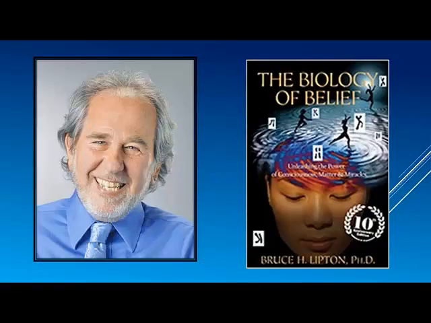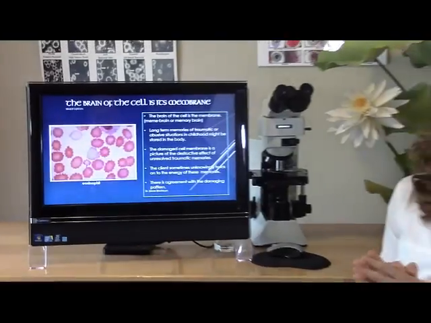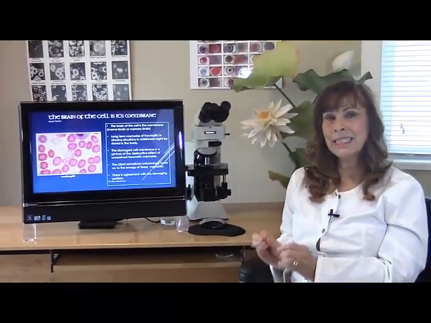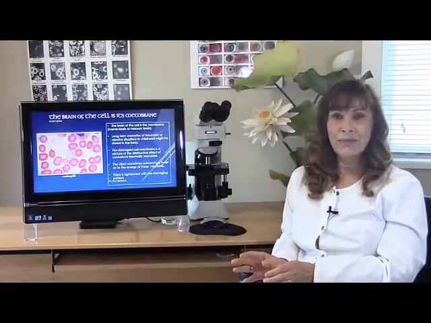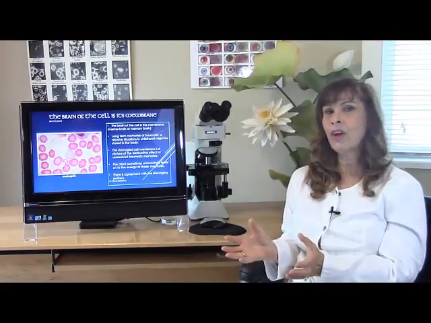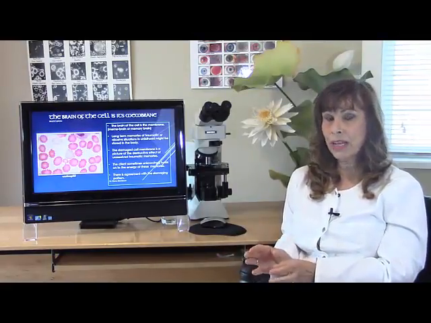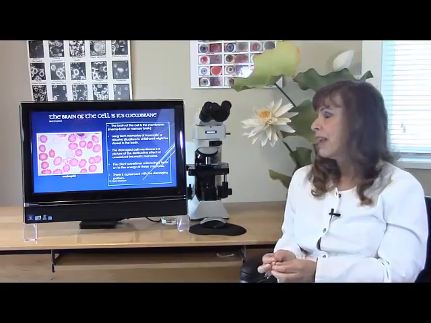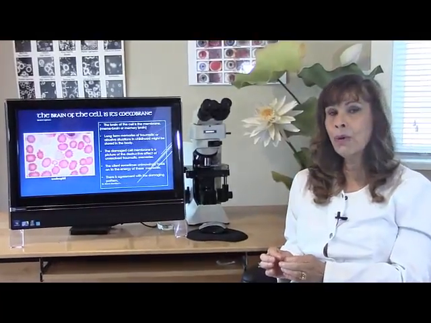And Bruce Lipton has a lot to say about the membrane of a cell. It was the first time that I read this, in his book, The Biology of Belief. He said that the brain of a cell is its membrane. And it makes a lot of sense. If we just say the word membrane, we say it all: main brain. The main brain, the brain of a cell, is the membrane. I go a little bit further and I say that the memory brain of a cell is the membrane.